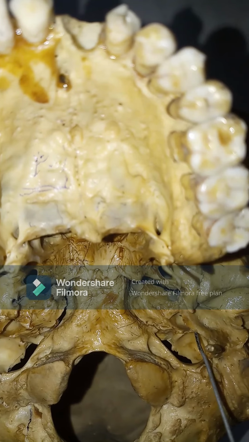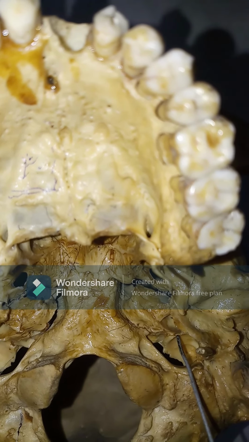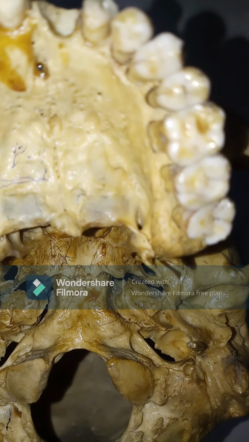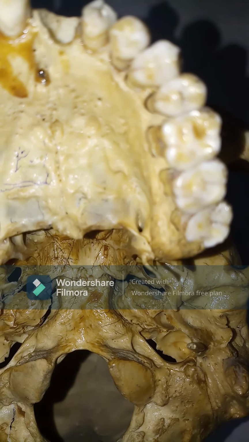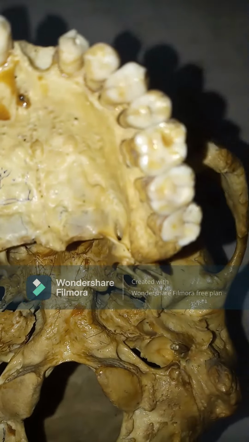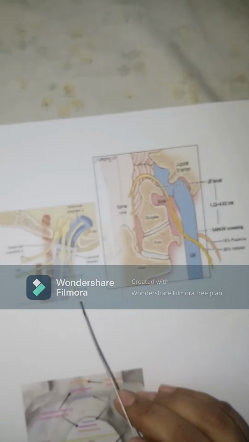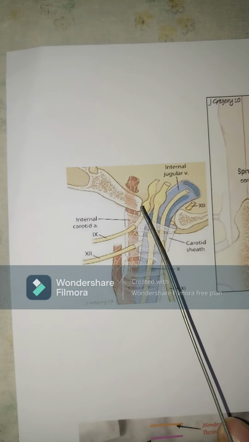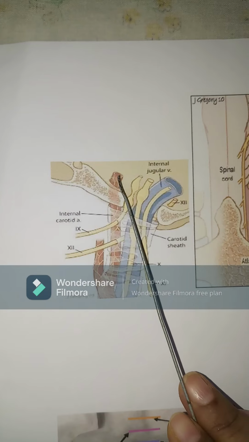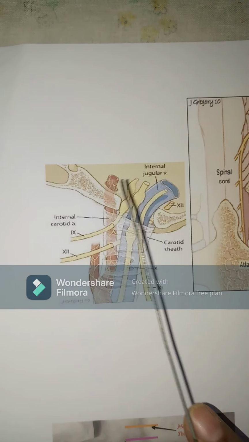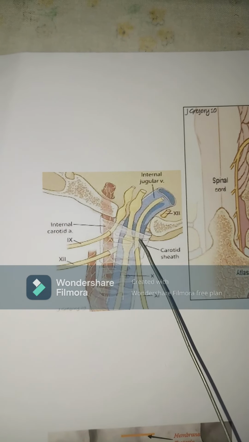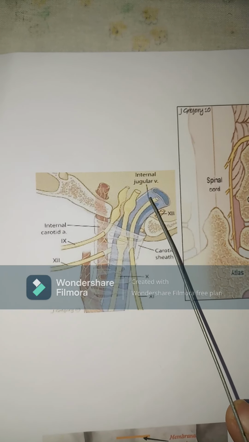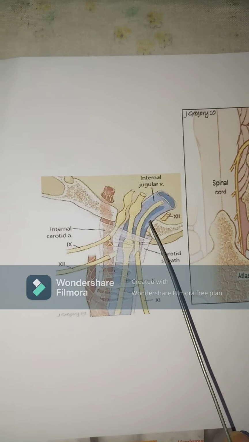Also you can see this fossa, the jugular fossa. This is for accommodation of the superior bulb of the internal jugular vein. Okay. In this diagram, these are the structures passing through the jugular foramen. Anterior to the jugular foramen there is the carotid canal. So the internal carotid artery passes through that. And these are the three nerves passing through the jugular foramen along with the internal jugular vein. Okay.